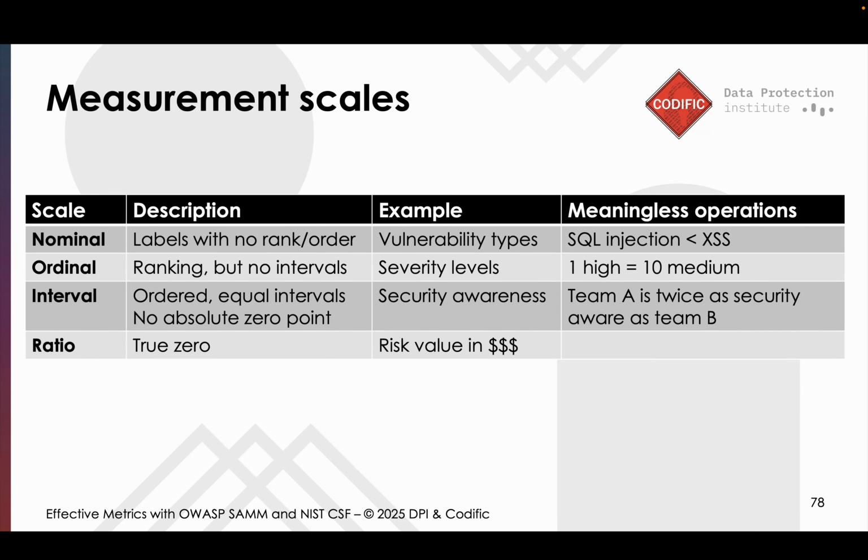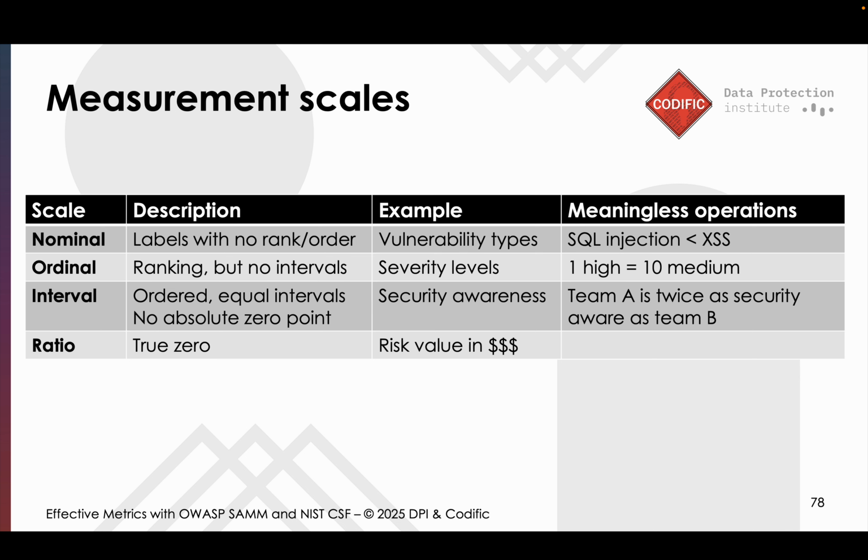Let us briefly talk about something closely related to metric precision, the concept of measurement scales. This concept comes from number theory, but don't worry, we are going to keep it brief and hopefully very interesting. There are 4 types of measurement scales and they follow an increasing level of precision.